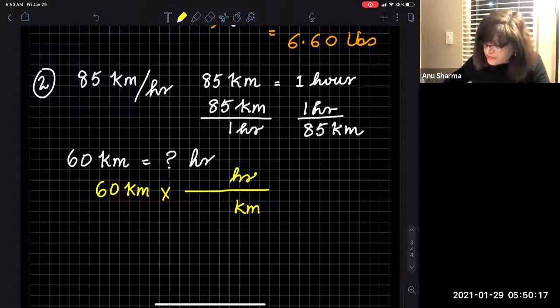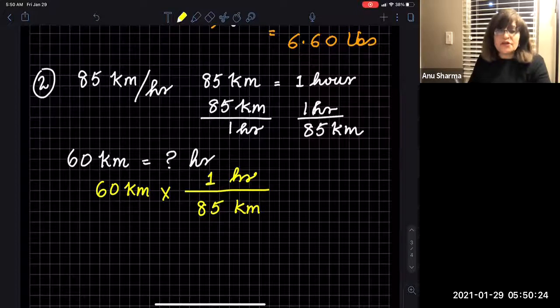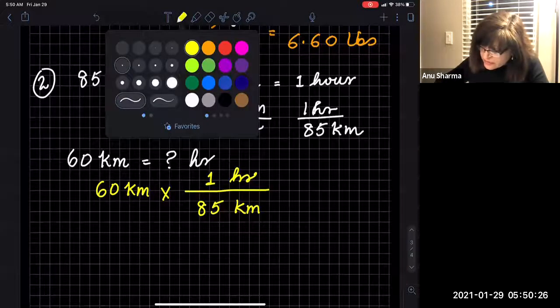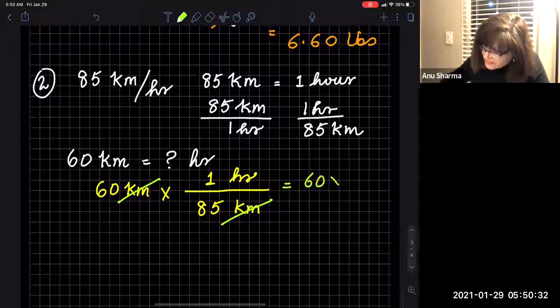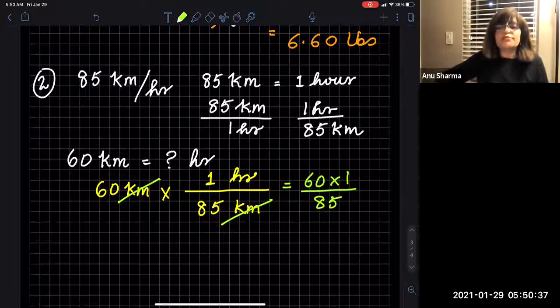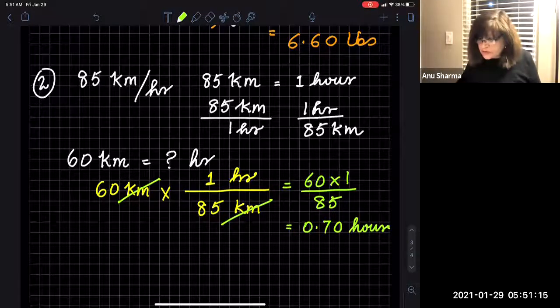So that's going to be on the top. And we know that 85 kilometers and 1 hour are related. So here you are going to cancel the kilometers and kilometers, and you are left with 60 times 1 divided by 85. So let's just do the math here. The answer comes out to be 0.70 hours. So slightly less than 1 hour, okay?